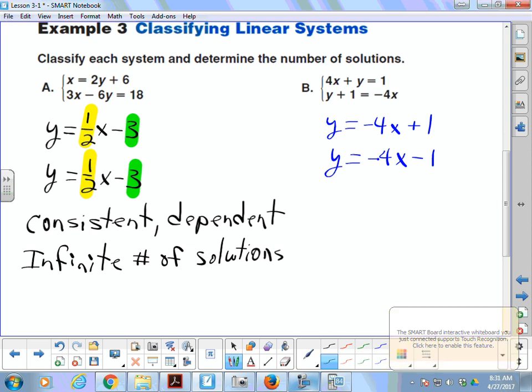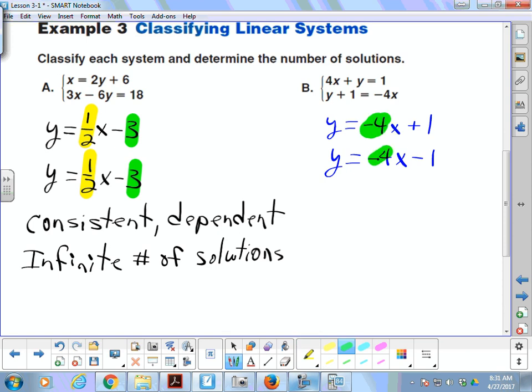All right, letter B, they have the same slopes, but they have a different y-intercept. That means they are what kind of lines? Same slope. They are parallel, right? These are parallel lines, railroad tracks. When do those two parts of a railroad track intersect? Hopefully never. If they do, we have problems.